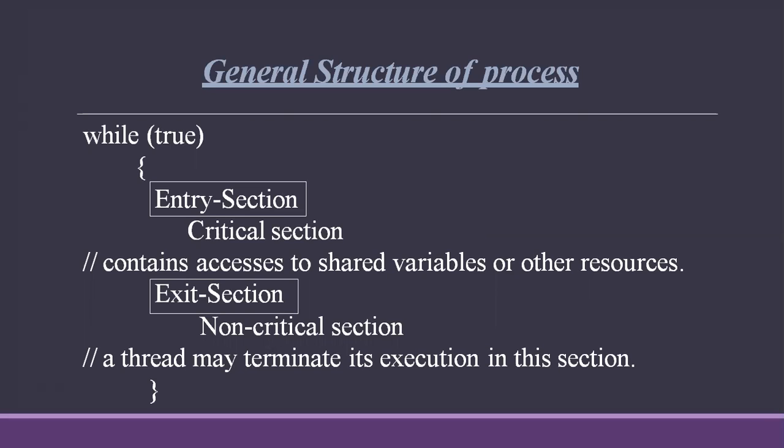Each process must request permission to enter its critical section, and the section of code implementing this request is the entry region, and the critical section may be followed by an exit section. The remaining code is in the remainder section. Is it clear? Today we have discussed the critical section and the solution of the critical section. The solution is that to synchronize the different processes, we have to satisfy the following conditions: mutual exclusion, progress, and bounded waiting.